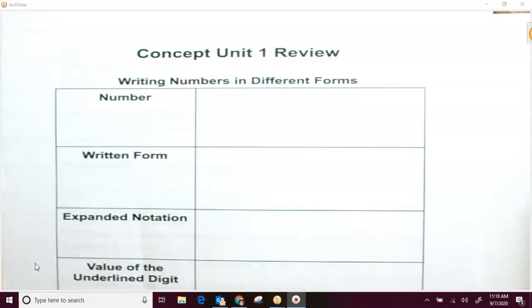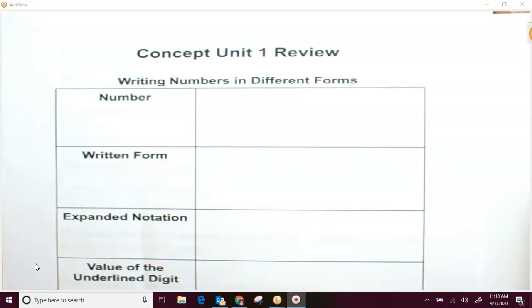Okay, welcome back. I hope you did well on your review. So we'll see what my answers are, and I'll tell you if there's a different way for that answer to be done or if my answer is the answer. Okay, so first off, we are writing numbers in different forms.